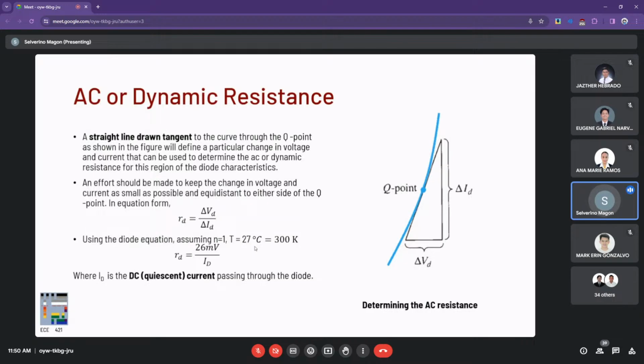And in such conditions, you can just plug in the value of the fixed constant 26 millivolts, and you have the measured diode current here, and come up with the diode resistance figure right there. So that's called the resistance of the diode in the ohmic region.